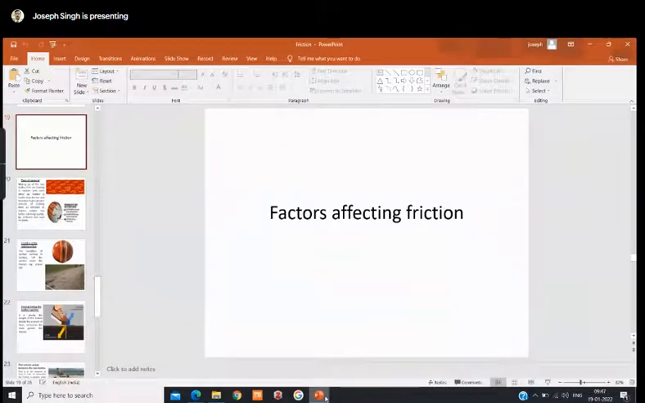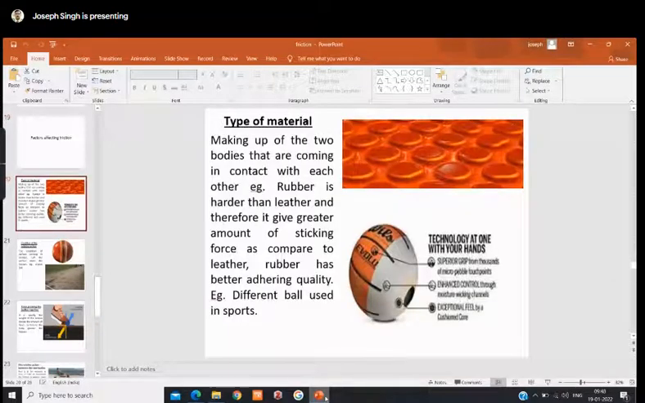Okay, yesterday we did the factors affecting friction. The first factor is the type of material that the two bodies are made of. Let's say one body is leather and one body is rubber, so the sticking will be more and you will have more friction. That's why the basketball is made in such a way. How the two materials are combined decides the friction. If both are leather, the friction will be different; if one is rubber and one is leather, the friction will be different.